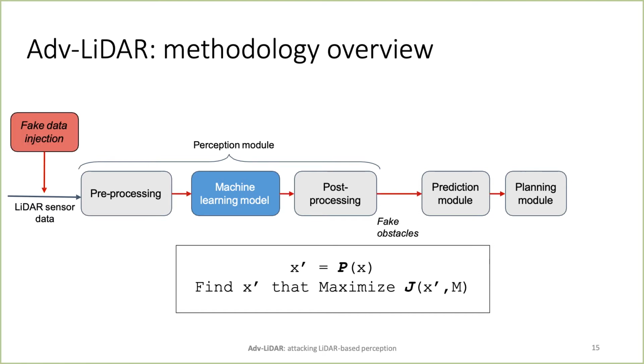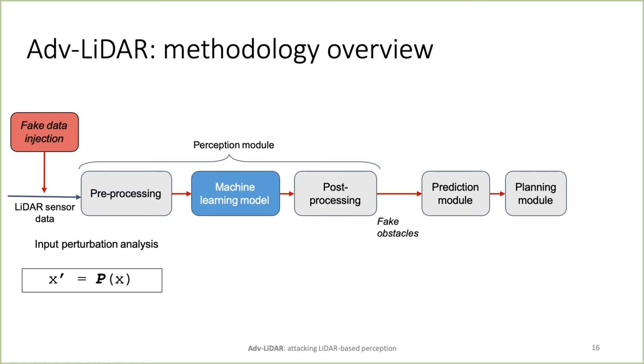So what we're going to do is inject some fake data from our spoofer into this, and that's going to be modeled as this P of X function. So X is whatever's in the surrounding environment already. Then we want to add our spoofing input and get back this X prime, which is the spoofing input plus whatever is the world around the car.